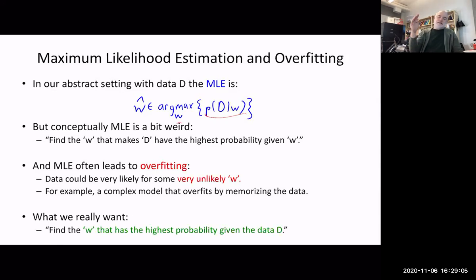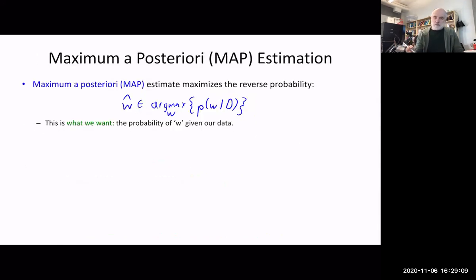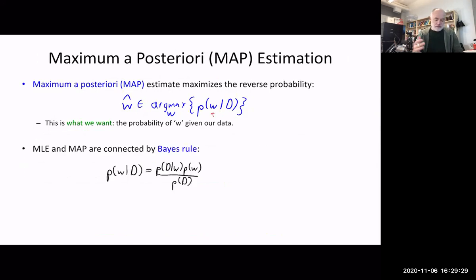Okay, and that's sometimes weird for people, particularly when we come at it this way. But we talked about it a little bit after class last time in this section. I think people sort of got it there. So maximum a posteriori estimation, or MAP estimation, maximizes the reverse probability, the probability of the parameter given the data. That's actually what we want. It's the probability of the parameter taking a particular value given the data, right?